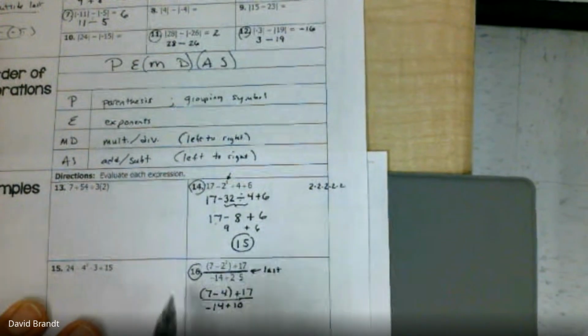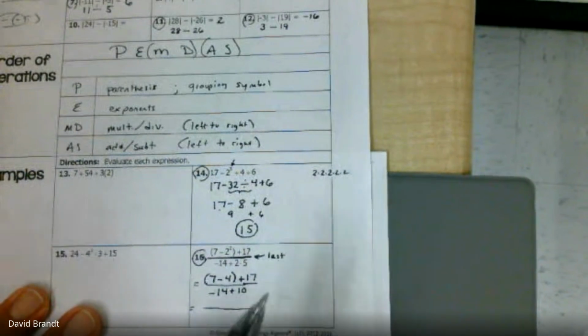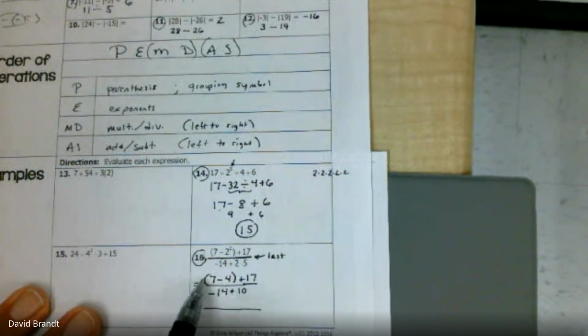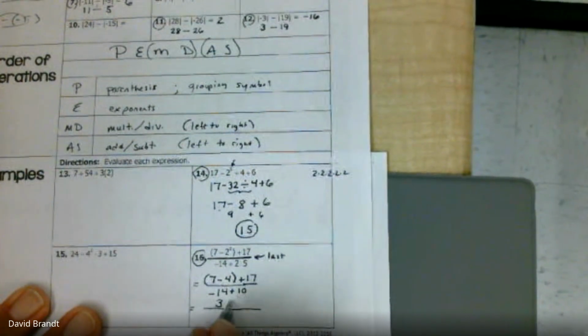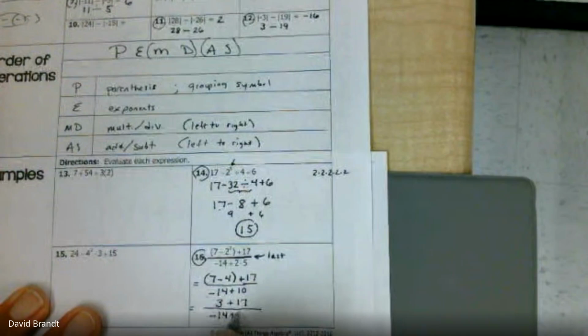Now let's go back to the numerator. Again, we can work on the numerator and the denominator at the same time. Let's see, we can do the parentheses now. 7 minus 4, that's 3. You don't need the parentheses anymore after you've done it. 3 plus 17, the bottom is going to be negative 14 plus 10.